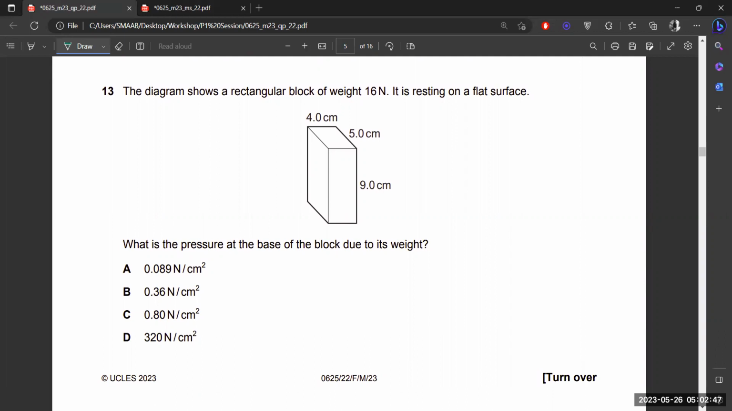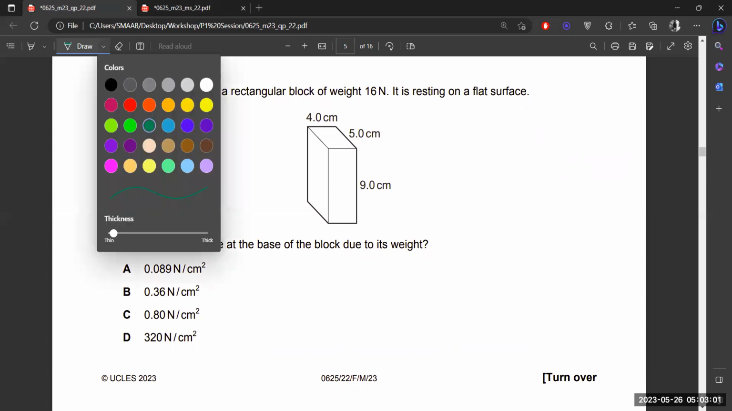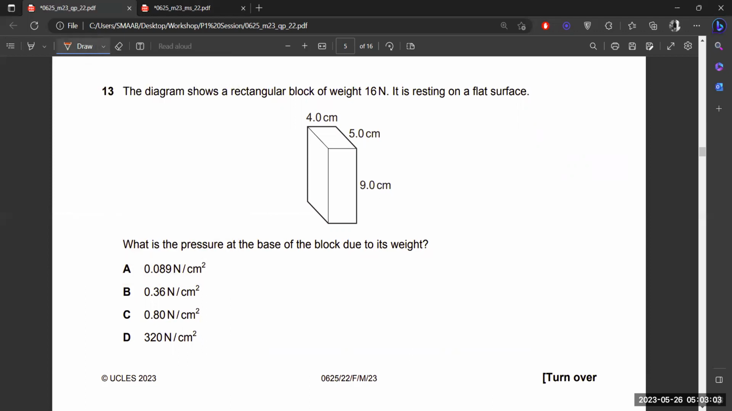Okay, so those students who are doing topicals with me, they know that this question is repeated from the past papers. This question is already included in our topicals and that question is repeated many times. That is related to pressure. So we need to calculate the pressure. That is a straightforward question. We need to calculate the pressure at the base of the block. So they are talking about the base. So don't get confused by the height. They are talking about the base.